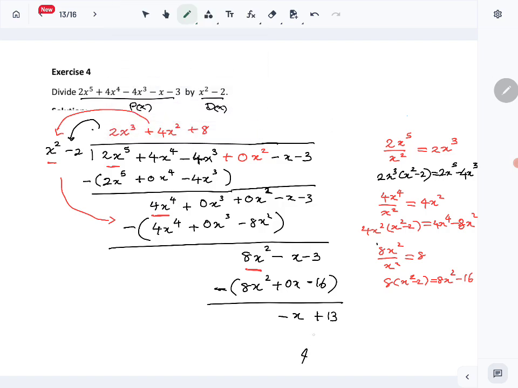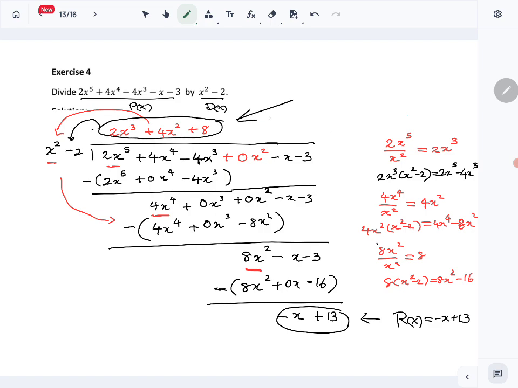Should we continue? Now what is the degree of the remainder? 1. Degree of the divisor is 2. So divisor degree is larger than remainder degree, means we stop. So what is this? That is the remainder. Remainder is minus x plus 13. What is the quotient? Quotient is this one. Q of x is what? 2x cube plus 4x squared plus 8, right?